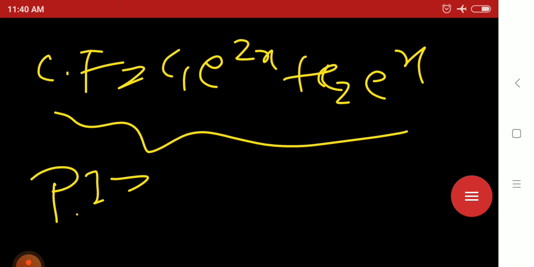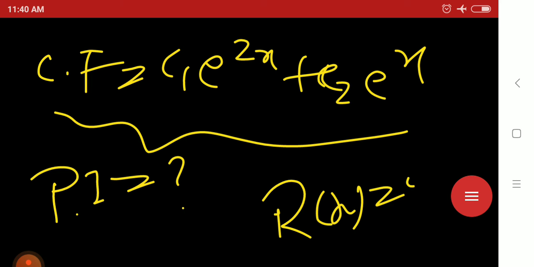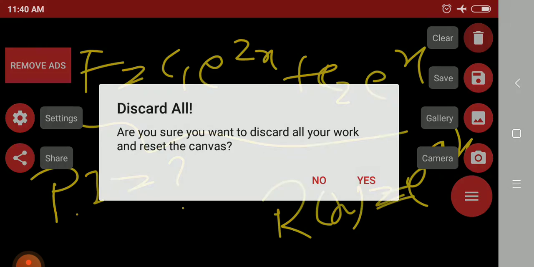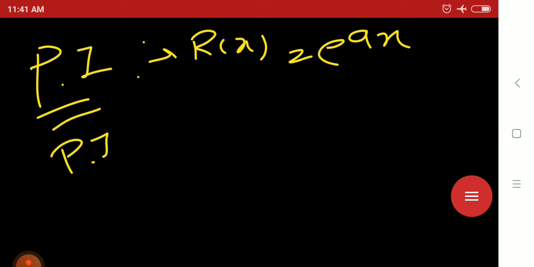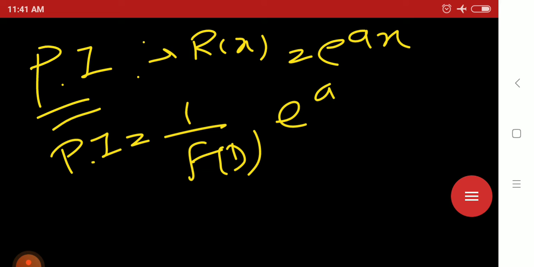Now you have to get the PI, the particular integral. Now R(x), what have you got? R(x) equals e to the power ax. So the particular integral, when R(x) equals e to the power ax, PI equals 1 by f of D, e to the power ax.